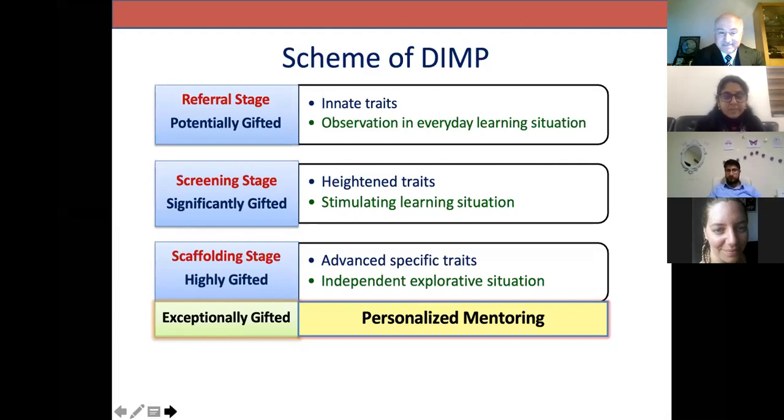And after that, through a continuous analysis of many mentoring sessions, we could identify a few exceptionally gifted children who were recommended for personalized mentoring by the top tier of scientists and mathematicians in the country.